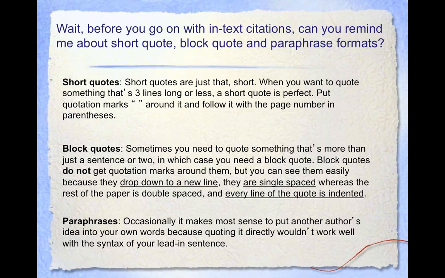When you do a block quote, you don't put quotation marks around it, but you drop down to a new line in your text, single space that one section, and indent the whole thing, and then you put the page number at the end in parentheses, just like the short quote. So the block quotes look a little different on the page. You can see them stand right out when you look at the page.